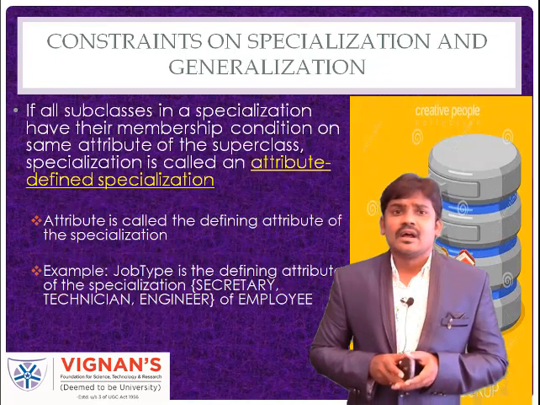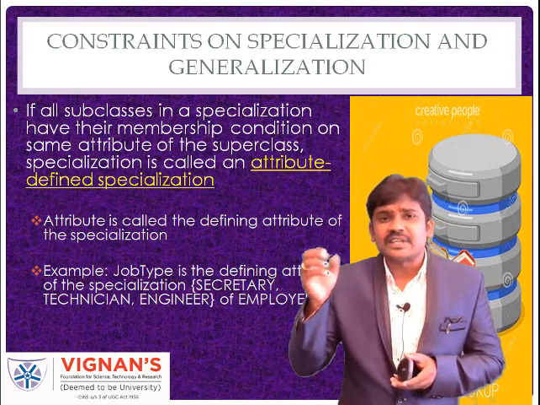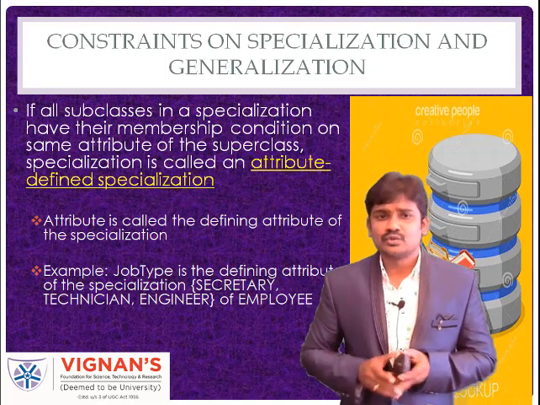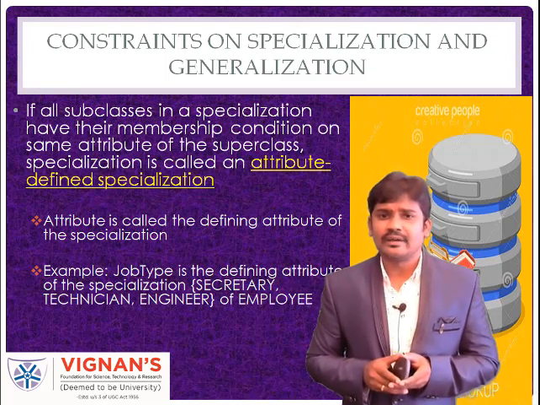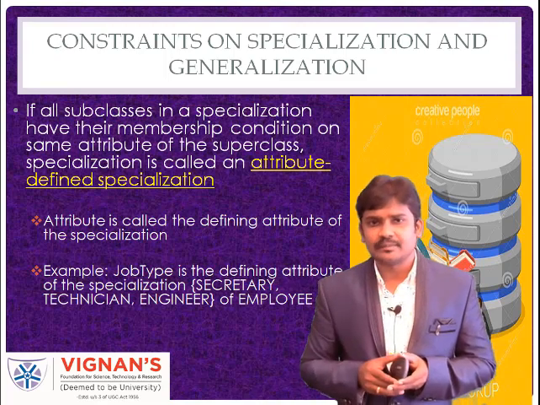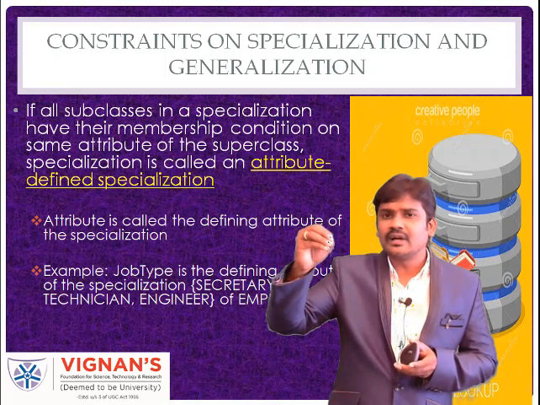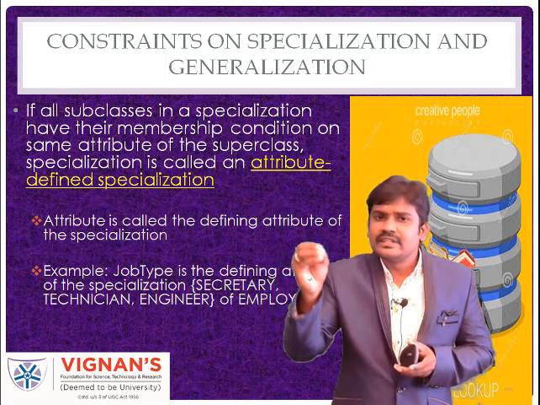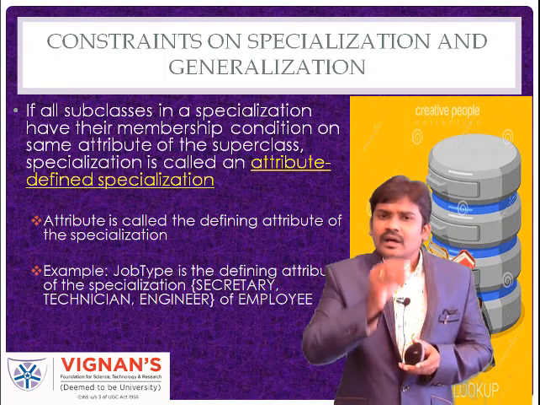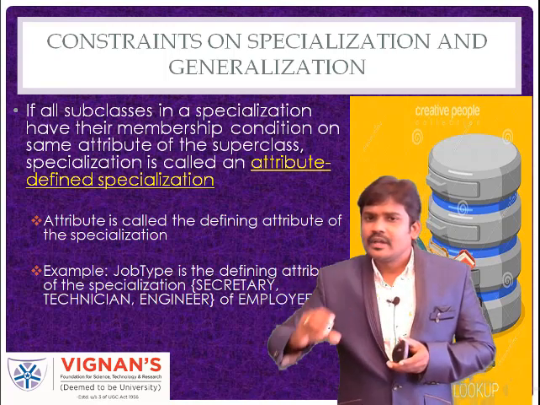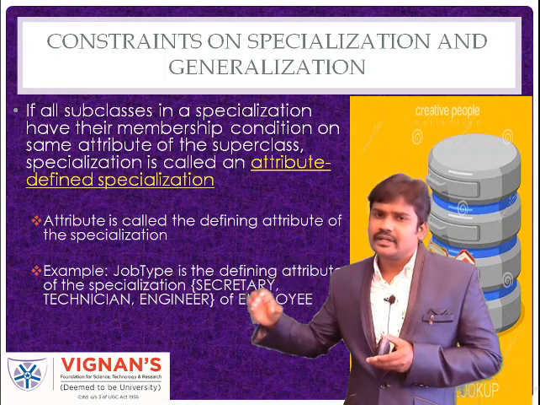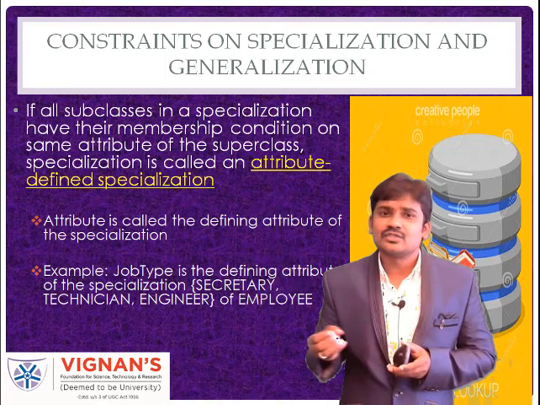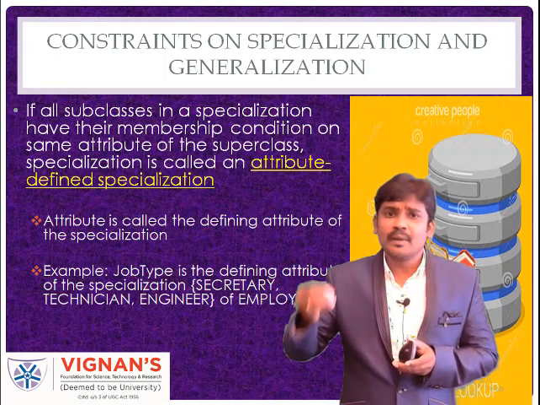Next, if all subclasses in a specialization have their membership condition on the same attribute of the superclass, the specialization is called an attribute-defined specialization. Means employee having the job type attribute, the job type attribute is related to all the technician, engineer and secretary. So the job type attribute belongs to these three subclasses, so that it is called membership condition.